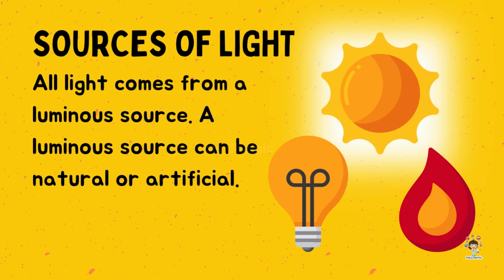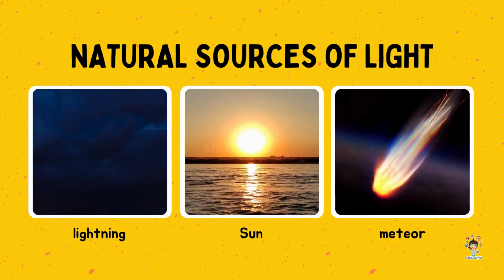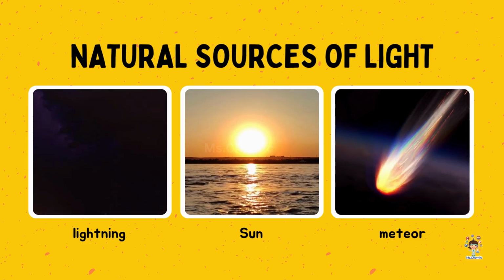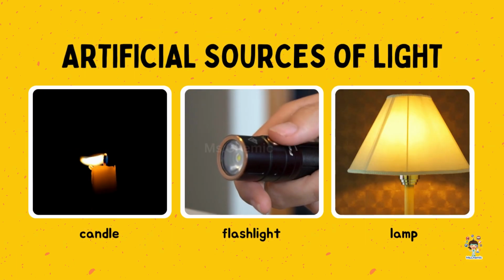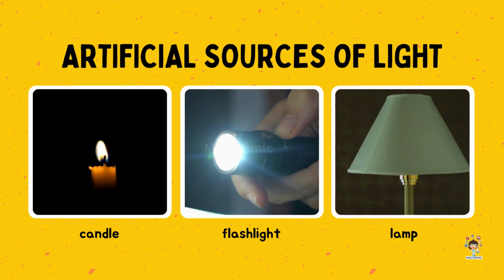All light comes from a luminous source. A luminous source can be natural or artificial. Natural sources of light: lightning, sun, meteor. Artificial sources of light: candle, flashlight, lamp.